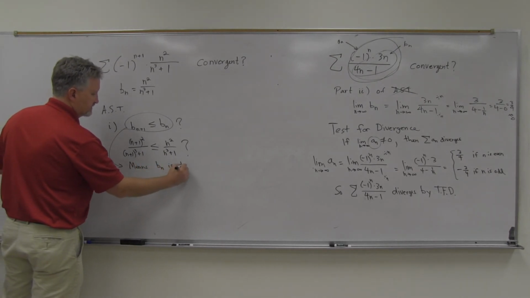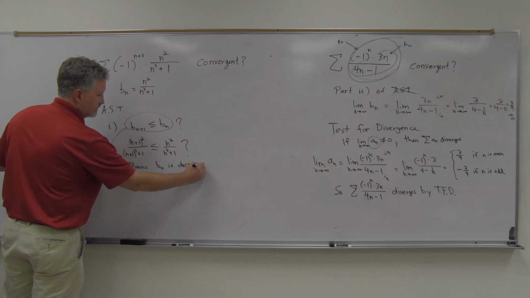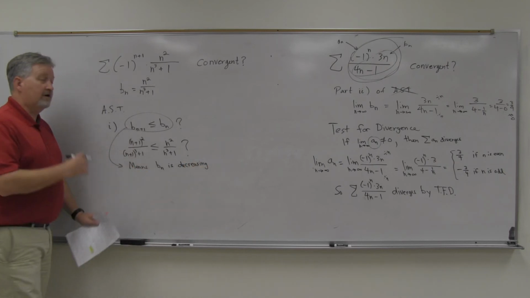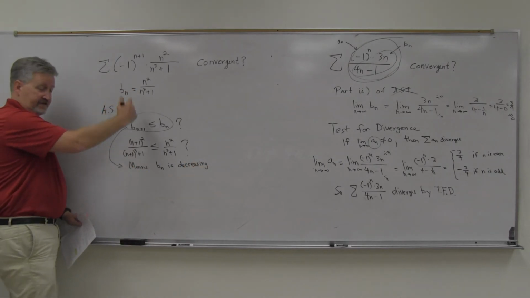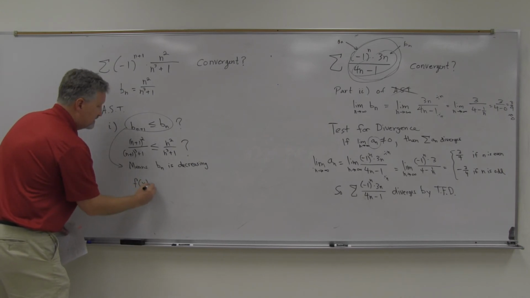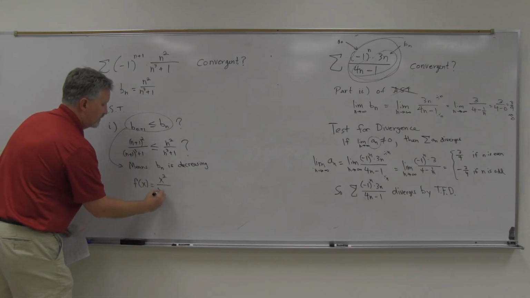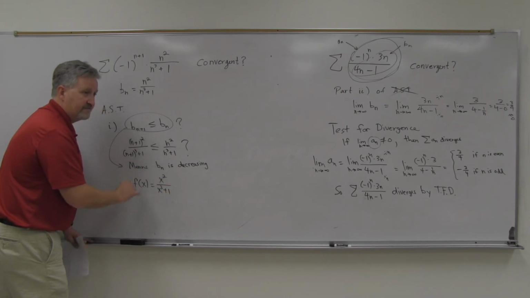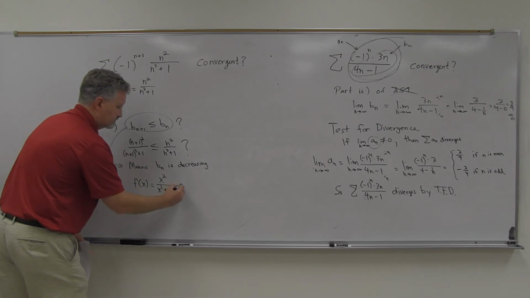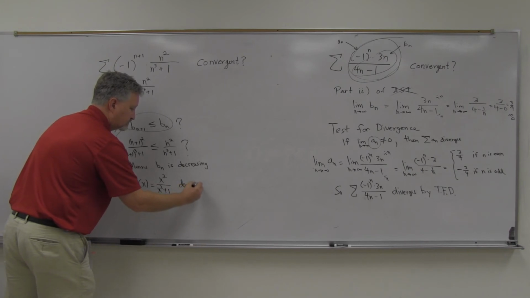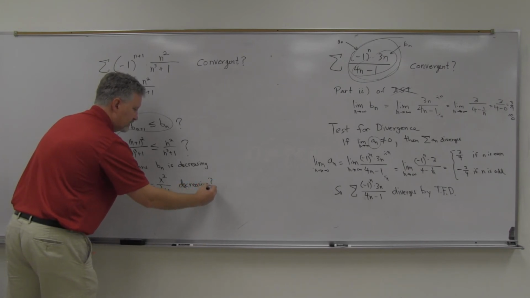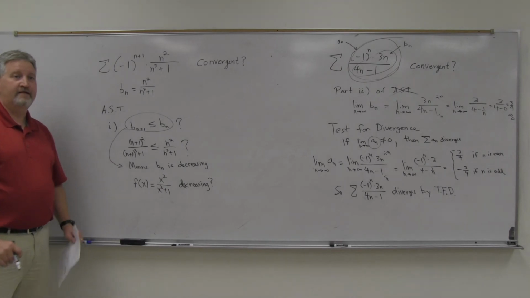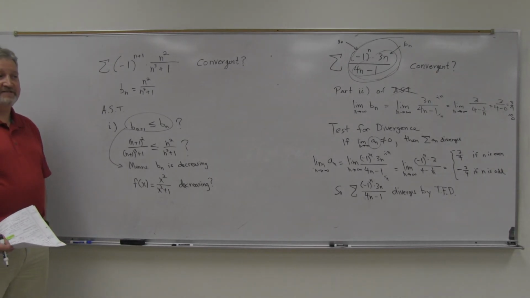B sub n is decreasing. In other words, if I treated this like a function, f of x equals x squared over x cubed plus 1, that function is decreasing. Okay? So let's think about that. How do I show a function is decreasing?